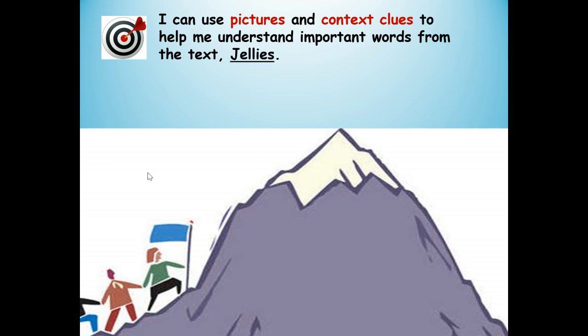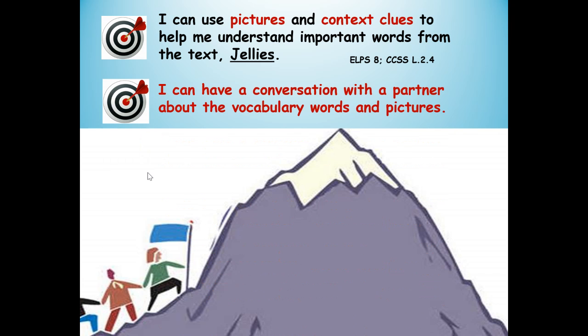Let's go over our learning target. Repeat after me. I can use pictures and context clues to help me understand important words from the text Jellies. Our other learning target is I can have a conversation with a partner about the vocabulary words and pictures.